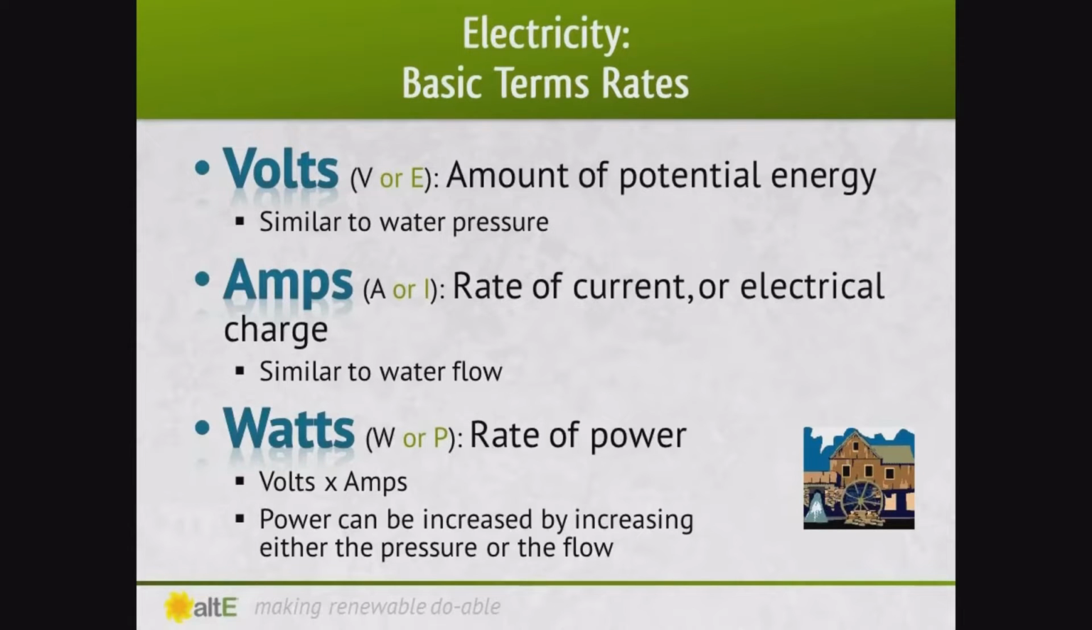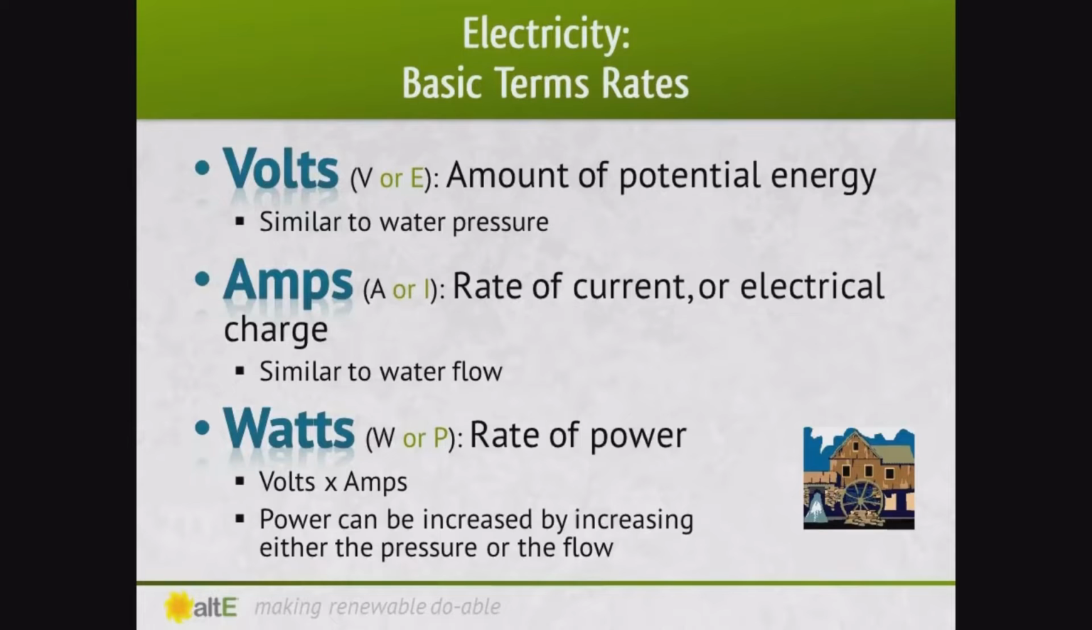To explain electricity, it is often compared to water to make it easier to understand the difference in terms. Volts, abbreviated as V or E for electromotive force, is the amount of potential energy. It is like the water pressure in your pipes. Amperes, more commonly called amps, abbreviated as A or sometimes I, is the rate of current flow or electrical charge. It is often compared to water flow.